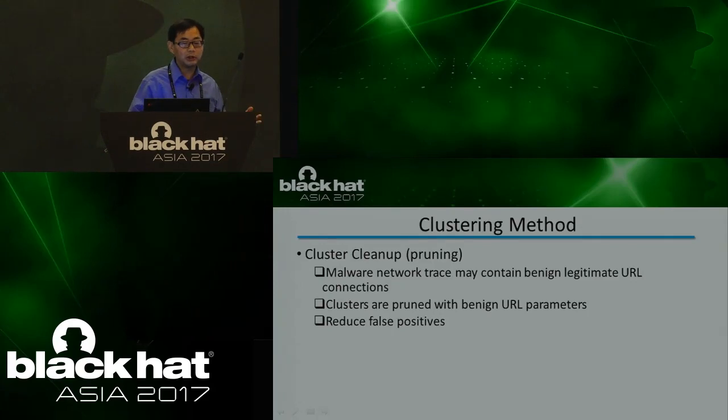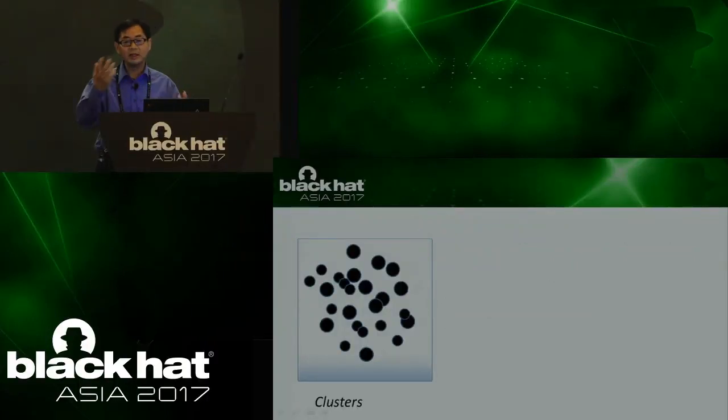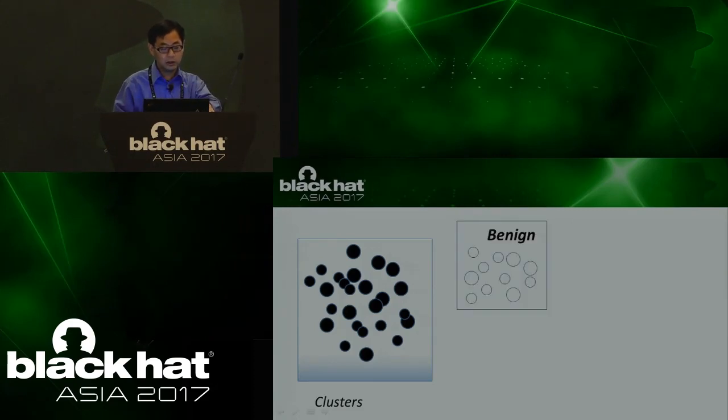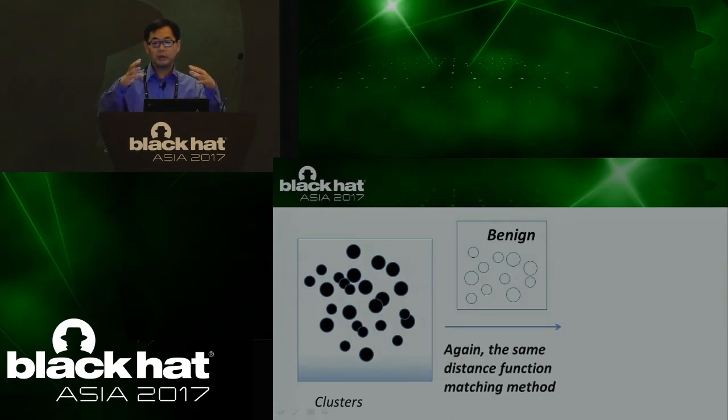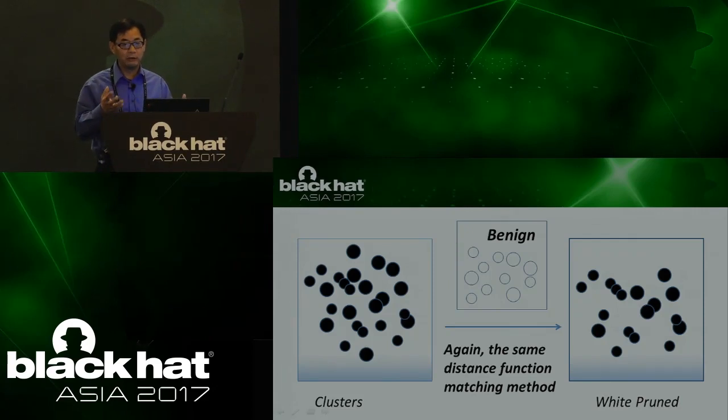The next one is, because in our clustering we don't use benign white data, we may have these things within our clusters. So once your cluster is similar to white samples, that will be a false positive. So we use the benign samples to do the cleanup, the pruning. Basically, we have these clusters, then a collection of benign samples. Then we apply the same method, same distance function, same threshold. Then we figure out what is white in the model and take it out.